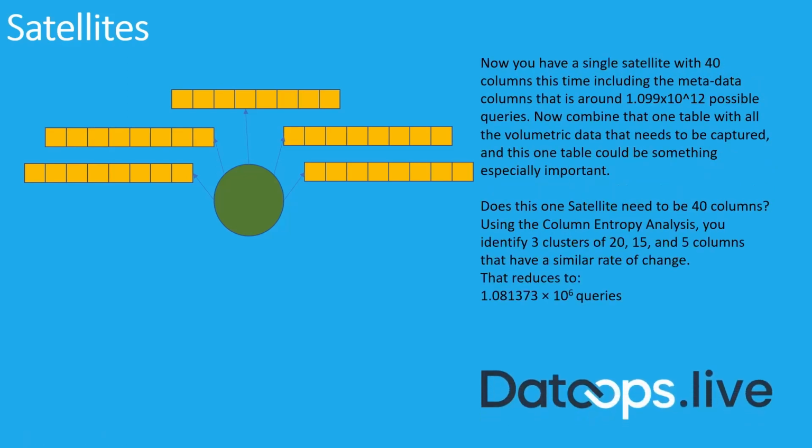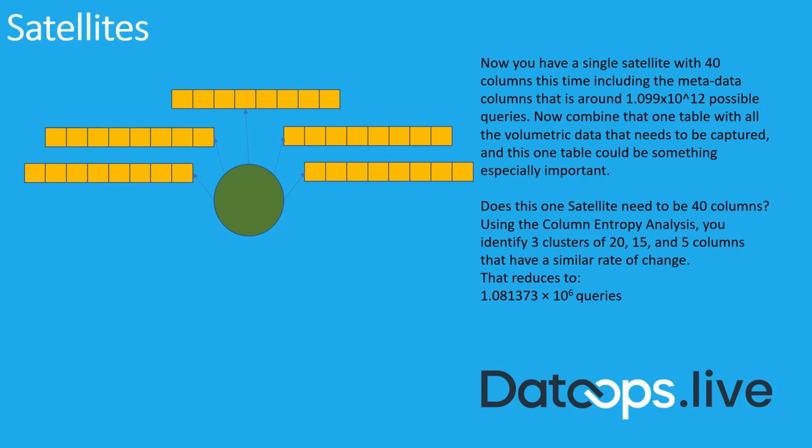Now, let's say you have a single satellite with 40 columns. That includes all the metadata columns that are appropriate for Data Vault. The number of queries that can be run against that table is 1.099 times 10 to the 12th. So that is 1.099, or 1099 with 9 zeros behind it. That's a lot. There's a lot of queries that can be run. Are you going to run all those queries? No. But that's just with that one single table.